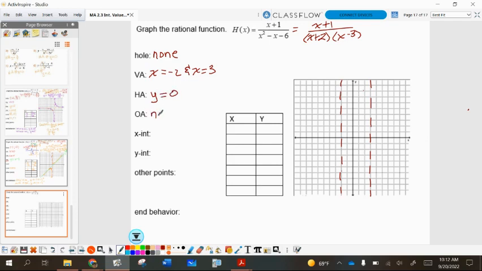That means we won't have an oblique asymptote, because you can only have at most one horizontal or oblique. So we have a horizontal asymptote at y equals 0. Go ahead and graph that. Okay, and now let's go ahead and find our x-intercept.